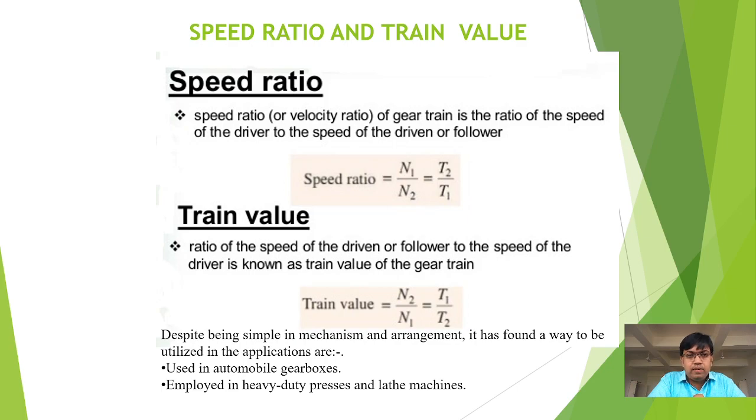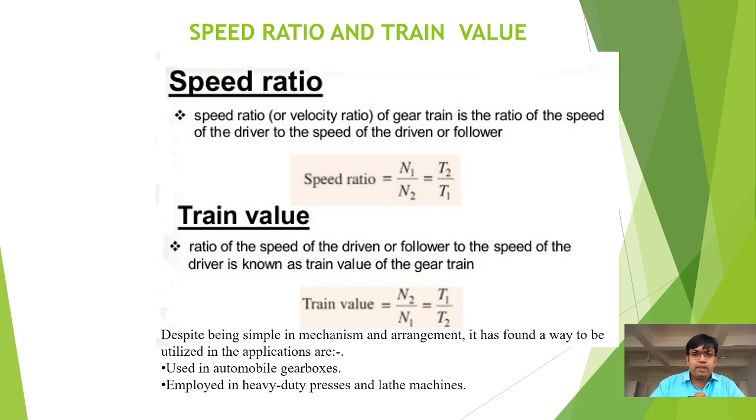And the train value, the third one that is very important that you have to learn here, is the train value. What is the train value? It's inversely proportional to the speed ratio. That is, train value is defined as the ratio of speed of a driven gear to the driving gear, that is N2 by N1, which is equal to T1 by T2.